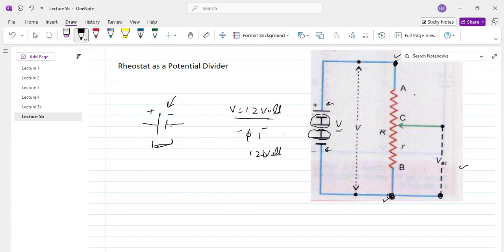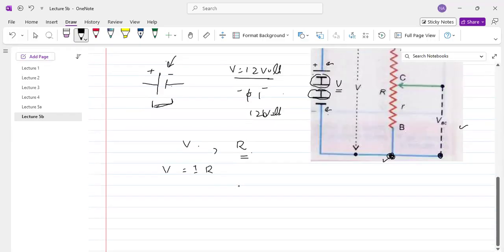When this battery is connected between the fixed terminals, the potential difference between fixed terminals A and B is V, which is equal to the potential difference of the battery. Suppose the total resistance of the wire, a rheostat, is R. Then, according to Ohm's law, the potential difference between terminals A and B is given by V = IR, and the current flowing is I = V/R.